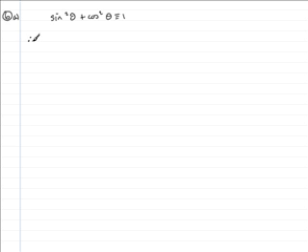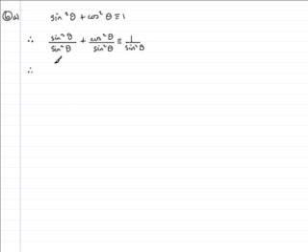So what I'm going to do is divide each term by sine squared theta, so we'll have sine squared theta divided by sine squared theta plus, then we have cos squared theta also divided by sine squared theta is identical to 1 also over sine squared theta. So that's the first part.